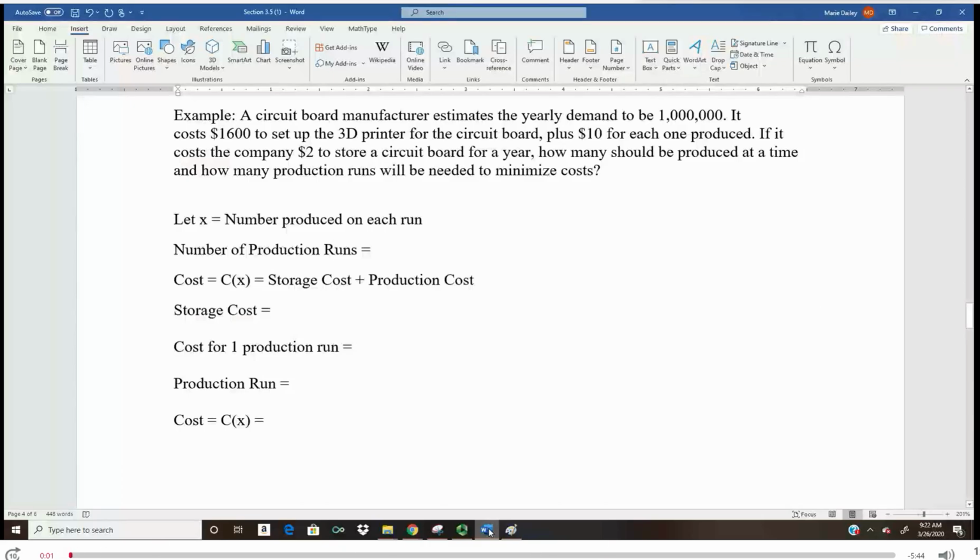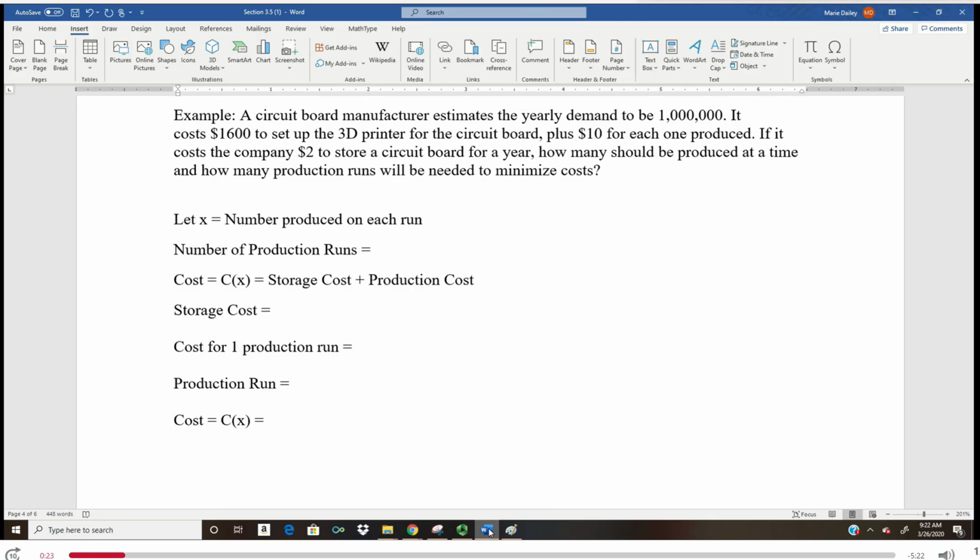A circuit board manufacturer estimates the yearly demand to be 1 million. It costs $1,600 to set up the 3D printer for the circuit board, plus $10 for each one produced. If it costs the company $2 to store a circuit board for a year, how many should be produced at a time, and how many production runs will we need to minimize cost?